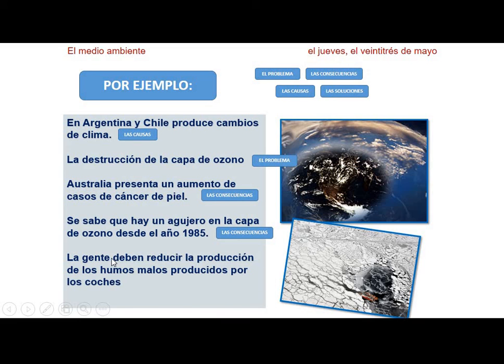And finally, la gente debe reducir la producción de los humos malos producidos por los coches. Hopefully you've put that under solución. People need to, or they should, reduce production of bad fumes produced by cars. Again, is this something in these two tasks that you might steal for the conversation book questions?